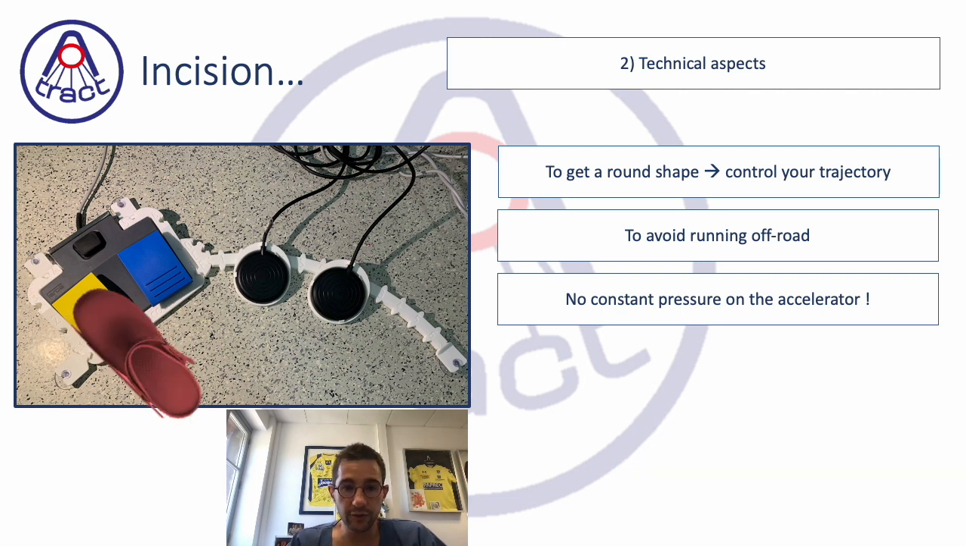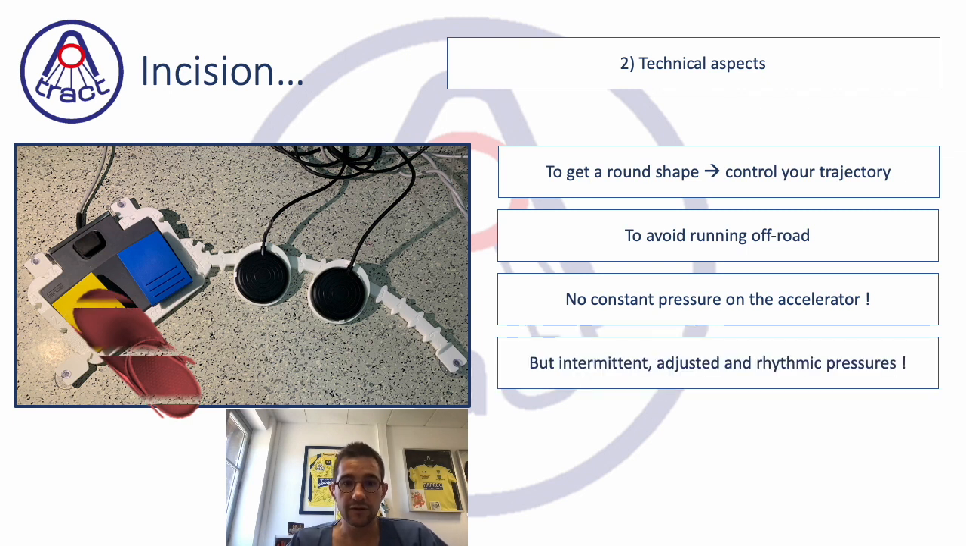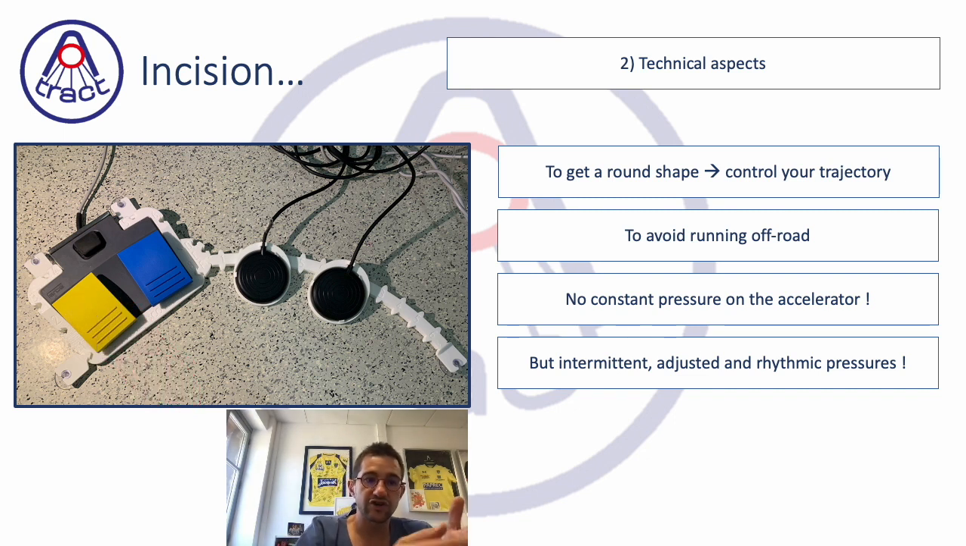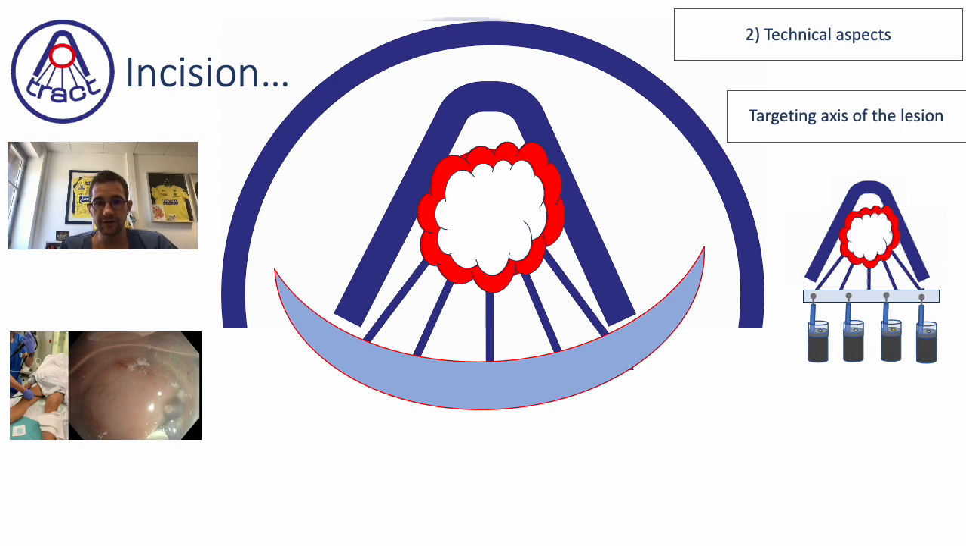If you push continuously on the pedal, on the accelerator, you can have an accident. But if you do an intermittent, adjusted and rhythmic pressure, you will have time to react, to control your trajectory, and finally you want to get a round shape by doing small linear incisions. It's very difficult to do a round shape incision because the electric generator will give you small spikes. So in fact, you will do an incision which is right, linear, but the sum of the linear will do a round shape.